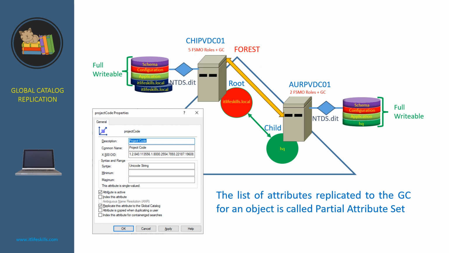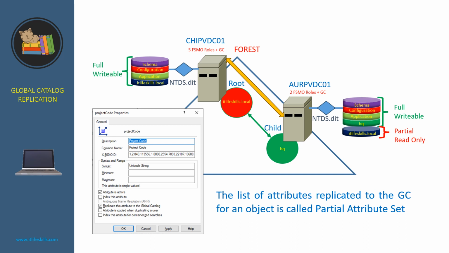GPVDC01 replicates partial attribute set objects to the global catalog partition on OPVDC01. The global catalog partition is read-only to OPVDC01 and it contains partial attribute set objects from the domain itlifeskills.local.